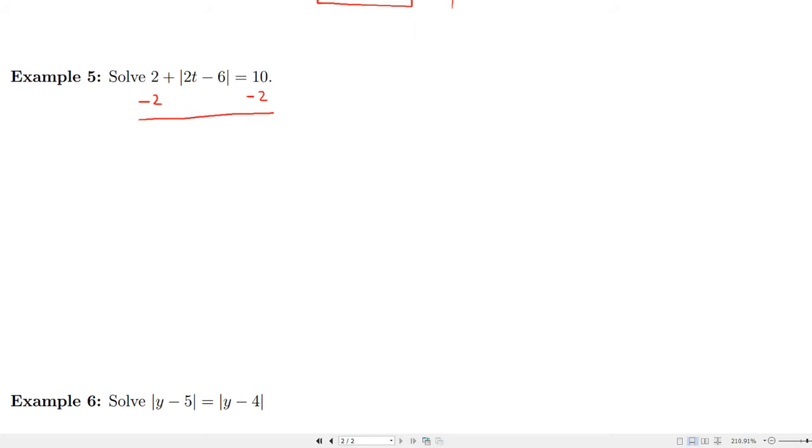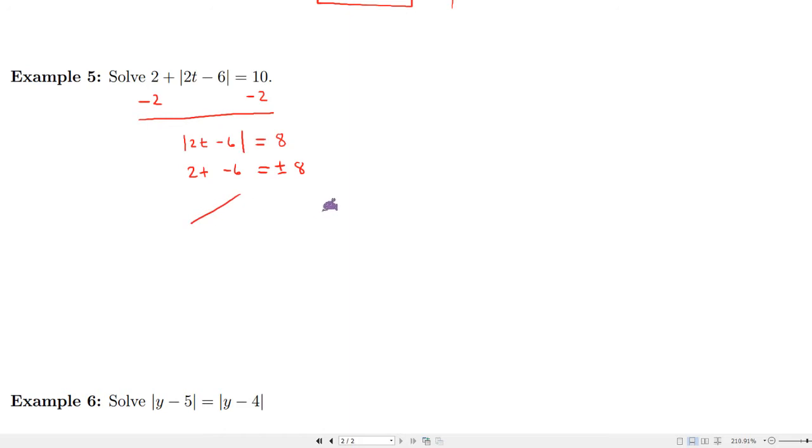And what will we get here? So we'll be left with the absolute value of 2t minus 6 in absolute value is equal to 8. Okay, and now we can proceed. Now we don't have a negative over here, so this is actually possible. You can have the absolute value of something equal positive 8. So we'll have 2t minus 6 is equal to plus or minus 8.